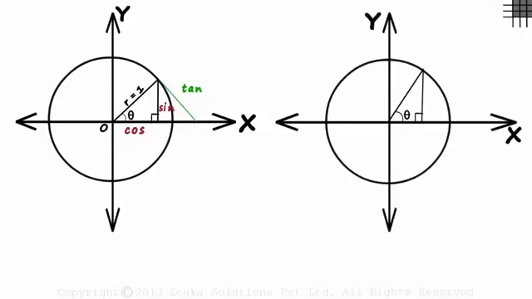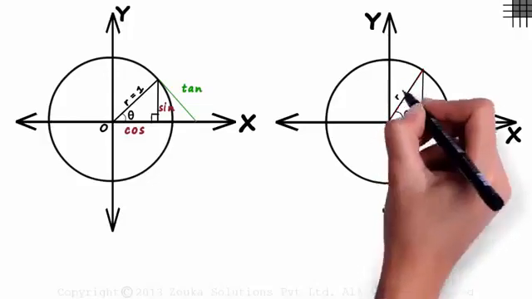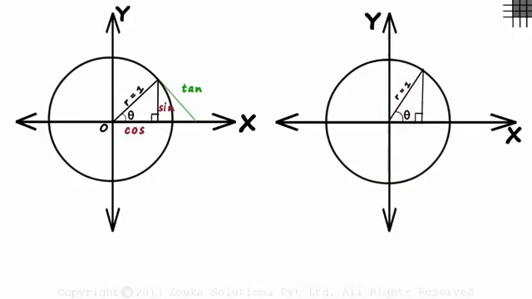This is how the figure will look if theta is increased. We have just increased the measure of this angle and kept this one at 90 degrees. Now let's analyze the change in the lengths. The hypotenuse will remain 1 unit as it is a unit circle. This length is sine theta, and we can see that it is increased in length as theta increased.